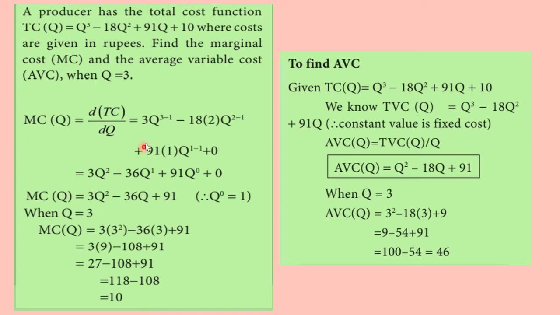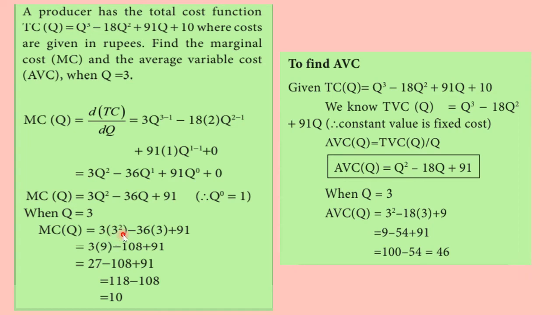This becomes 3Q square minus 18 twos are 36 Q power 1 plus 91 into Q to the power of 0. We already know that any non-zero real number to the power of 0 is 1. So MC is 3Q square minus 36Q plus 91. Hope you understood it, children. Now we have to substitute Q equal to 3. So instead of Q, you just replace Q with 3.